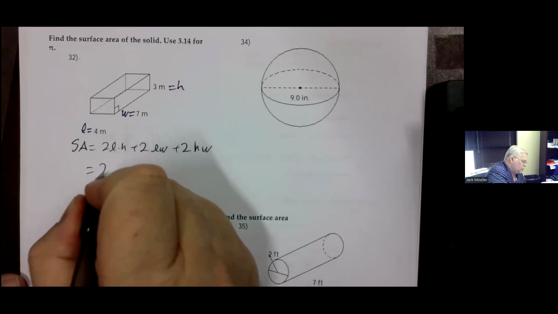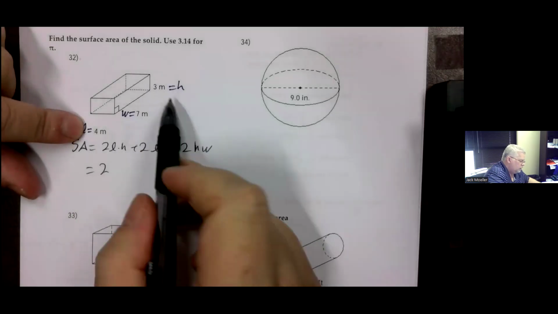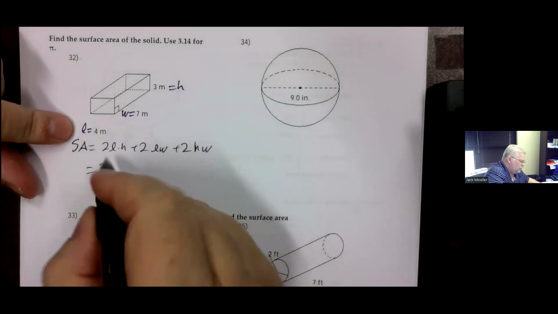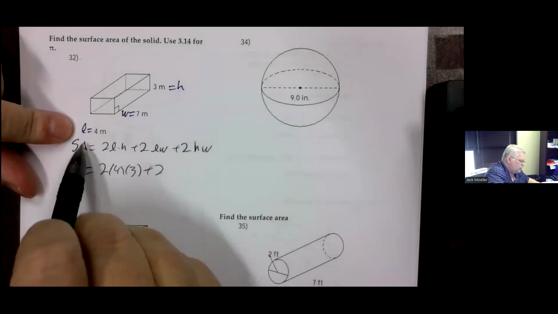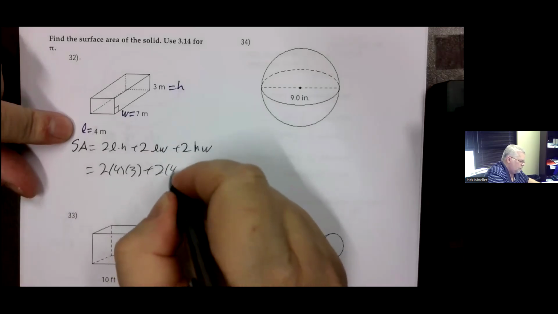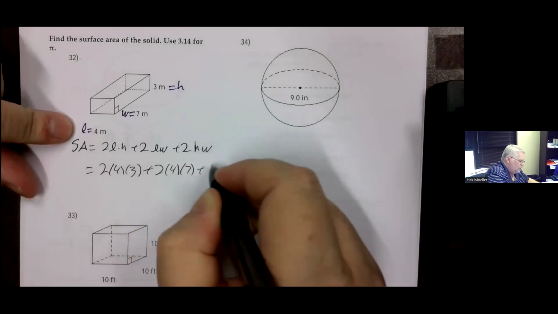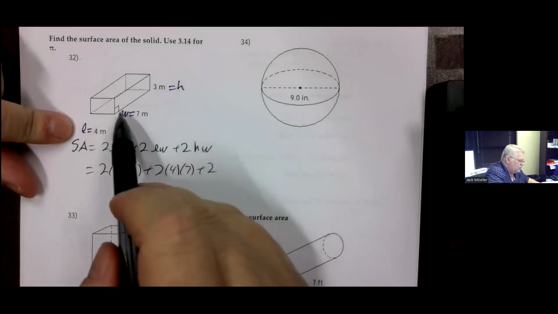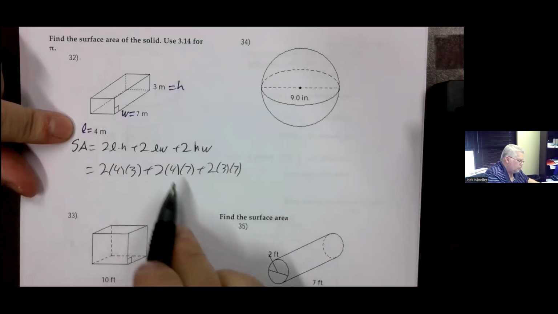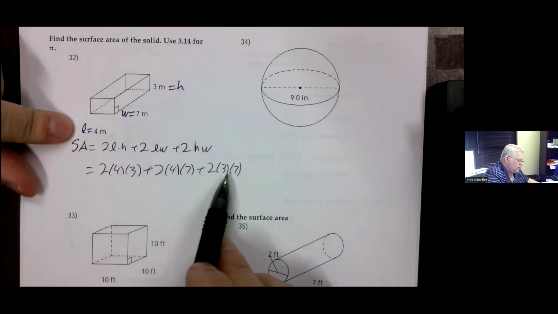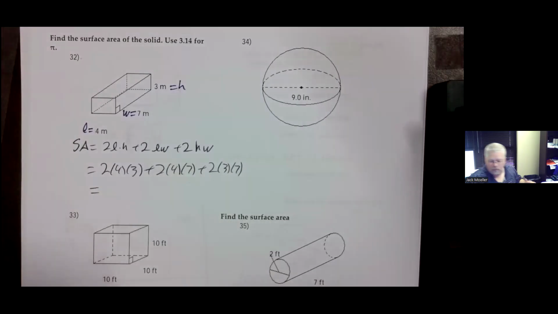So it's going to be twice length times the height, so 4 times 3, plus twice the length times the width, so 4 times 7, plus twice the height times the width, so 3 times 7. So I've got 4 times 3, 4 times 7, and then 3 times 7. From there, it's just arithmetic in a calculator.